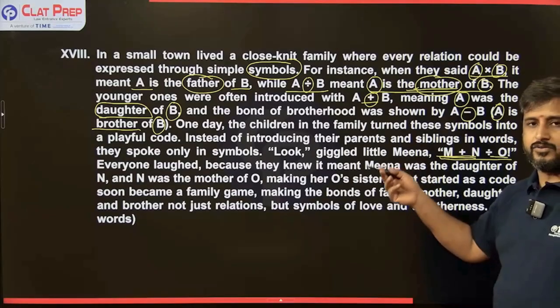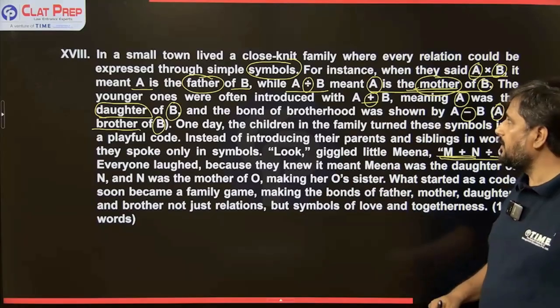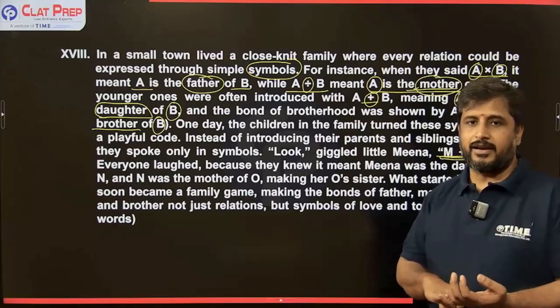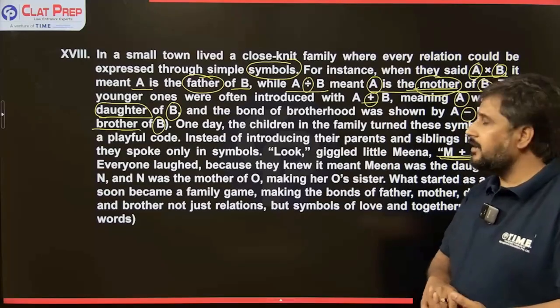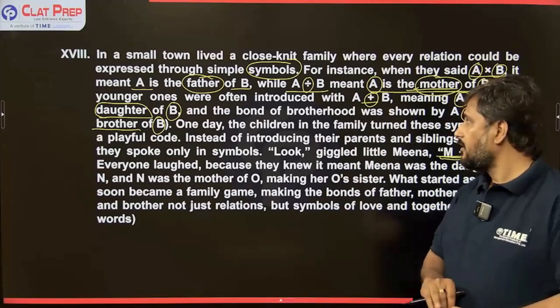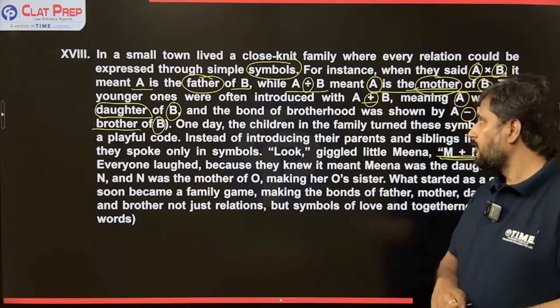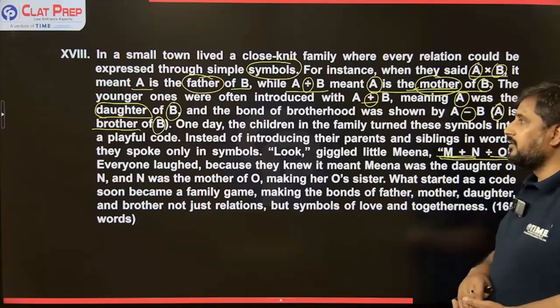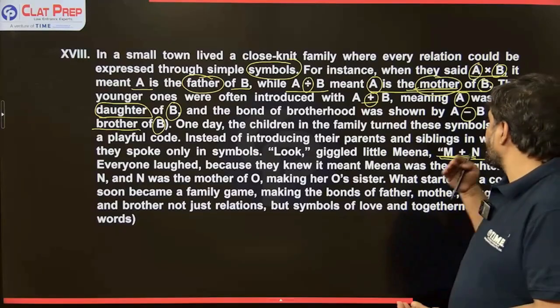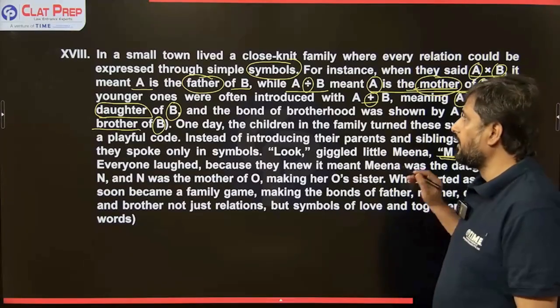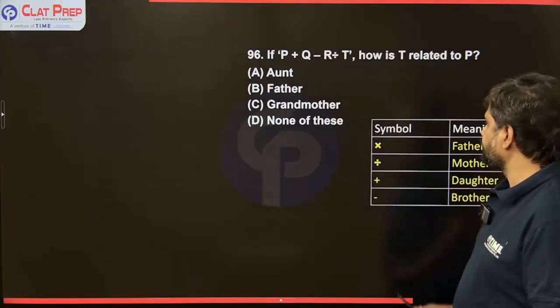Okay, I hope you understood the entire concept. So basically, what they are trying to say is, wherever you see the cross, you have to use the father relation. Wherever you see the divided by, you have to use the mother relation. Wherever you see the plus symbol, you have to use the relationship of daughter. Wherever you see the minus symbol, you have to use the brother relation. Okay, let's see the questions.